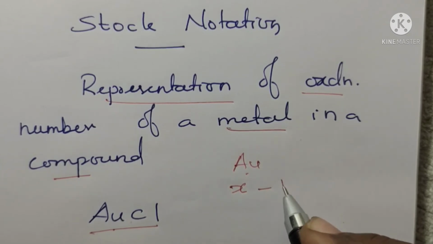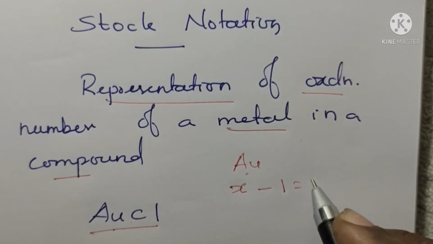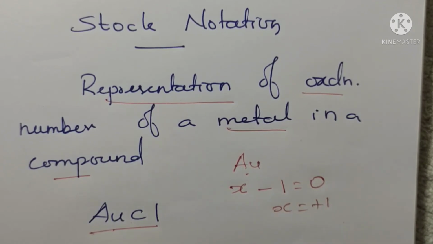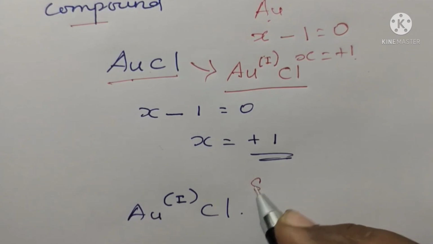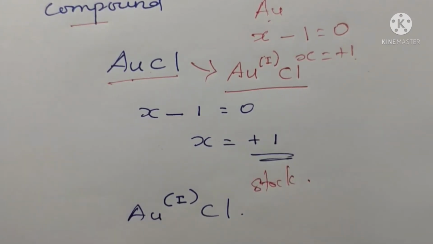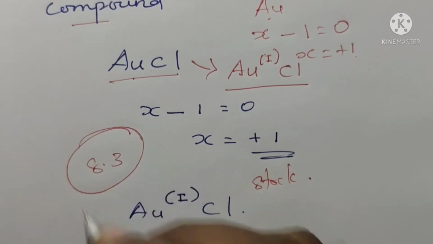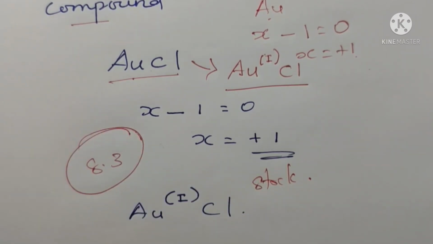For chlorine we know -1 is the oxidation state. So X minus 1 is equal to 0, therefore X equals +1. Now stock notation means you write Au, then the oxidation state in small parentheses in Roman numeral, then you write Cl. This is the stock notation of AuCl. That means the representation of the oxidation number of a metal in a compound is known as stock notation. Practice problem number 8.3 of your NCERT part 2 textbook.